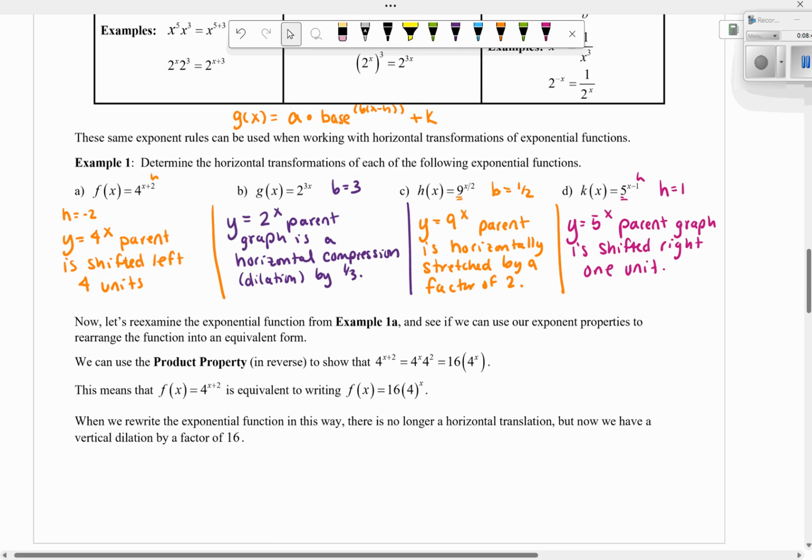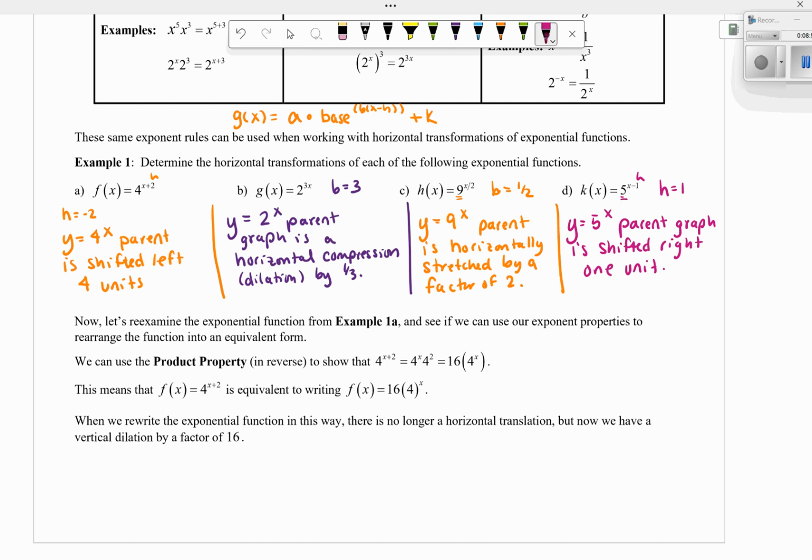So now let's re-examine the exponential function from example 1a and see if we can use our exponent properties to rearrange the function so it's in an equivalent form. So we can use what's called the product property in reverse to show that 4 to the x plus 2 is the same thing as 4 to the x power times 4 to the 2, because when you multiply something with the same base, you add the exponents. And then you can simplify that because 4 squared is equal to 16. So you would get 16 times 4 to the x.